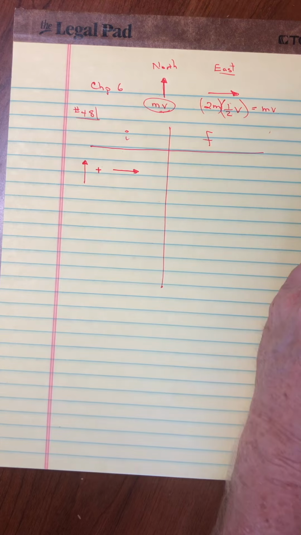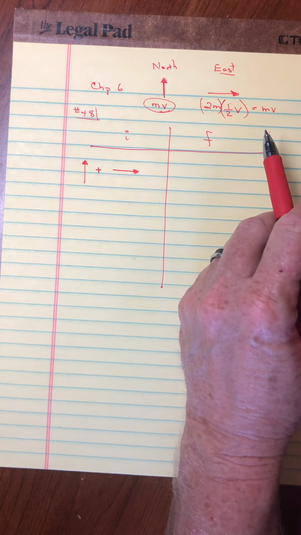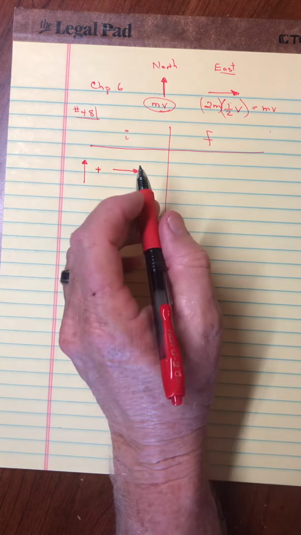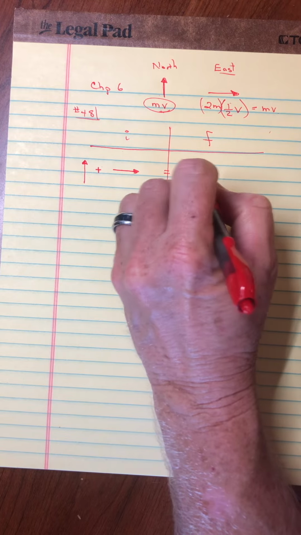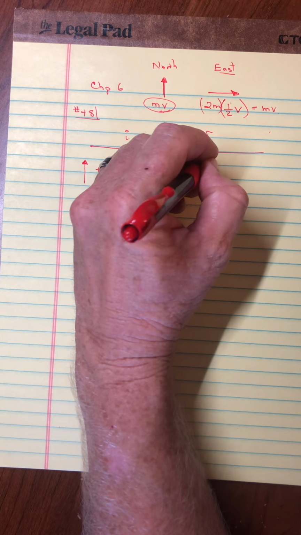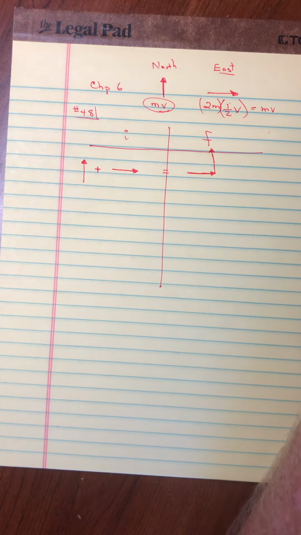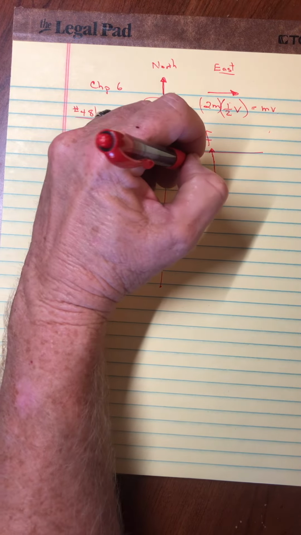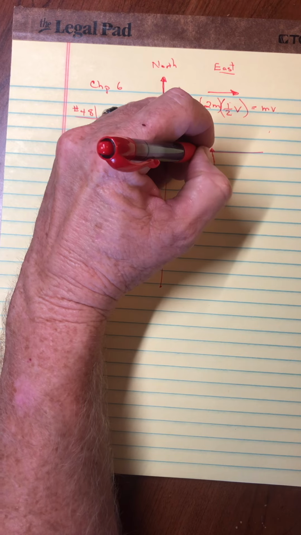So I have momentum both up and momentum both right. Same amount. So the total then doesn't change. So after the collision, I would have the same amount going east, and, I didn't give myself enough room, the same amount going north. Okay? So the momentum total would be to add these two together.